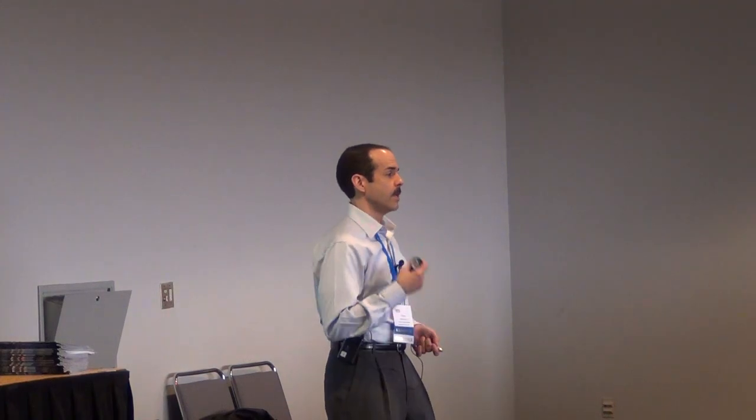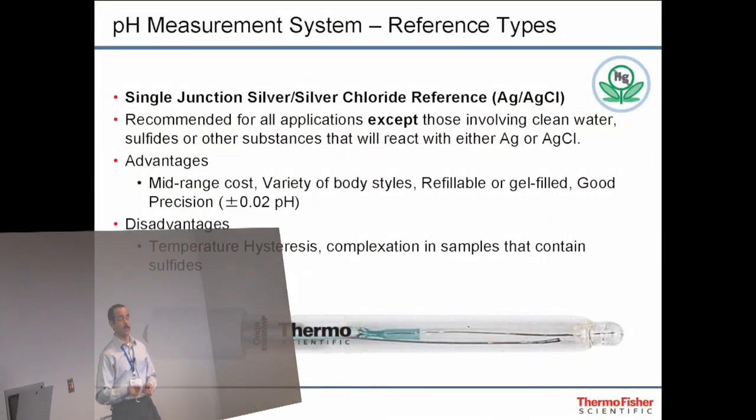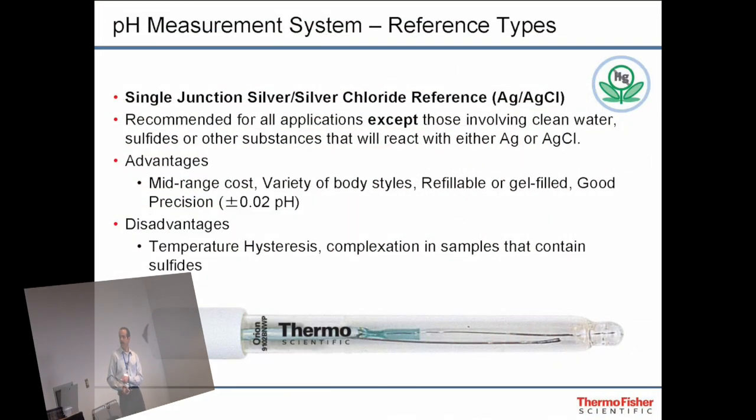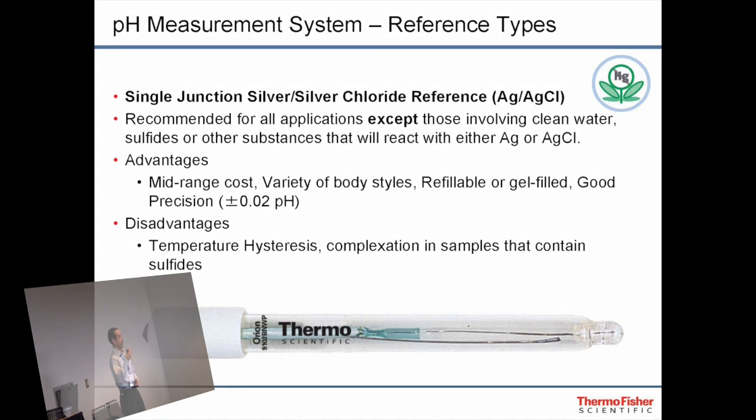The most common type of reference in an electrode is silver, and it's usually referred to as silver chloride. So what it is, it's silver inside that electrode. It's hard to see on this image, but at the very bottom here, this is a silver wire. At the very bottom here is a little blob of silver. That is the reference of the electrode, and that's what maintains the stable voltage.